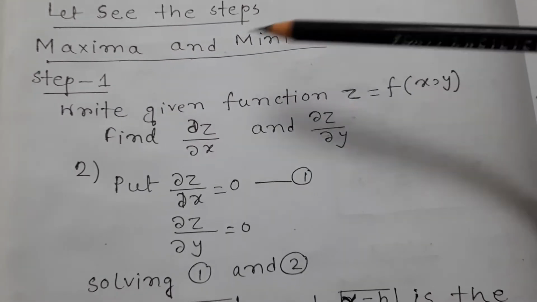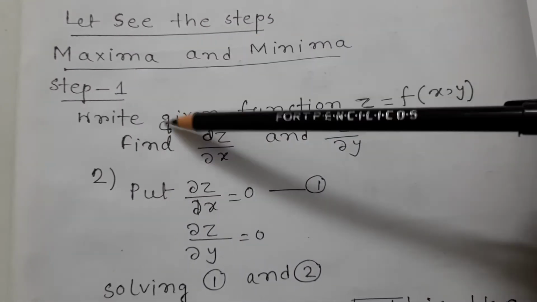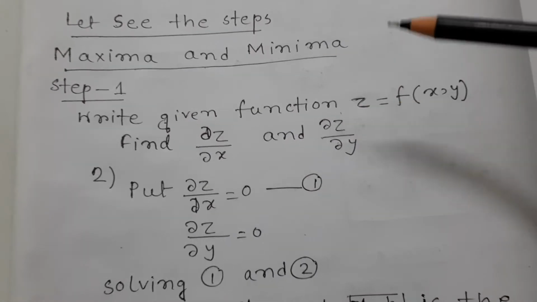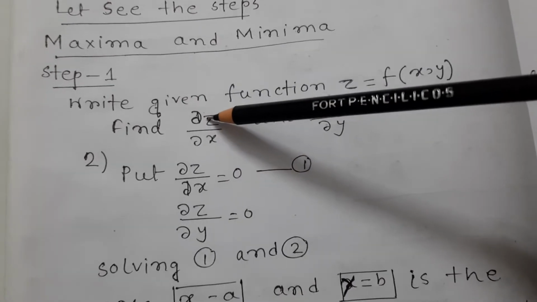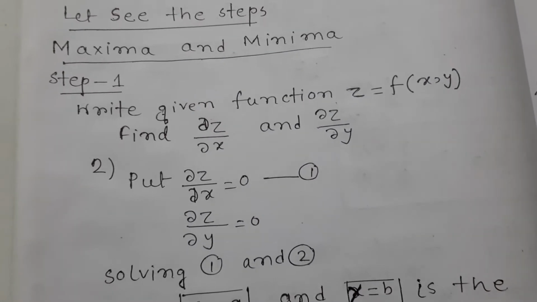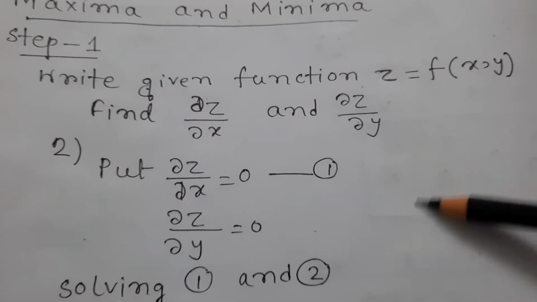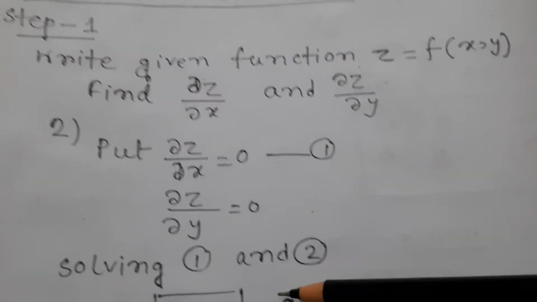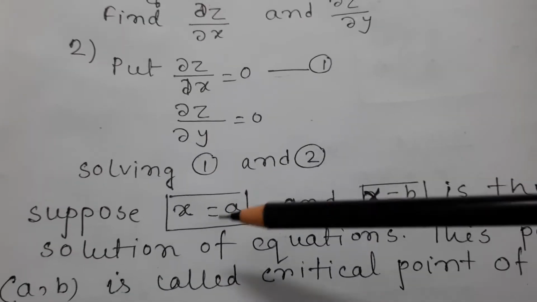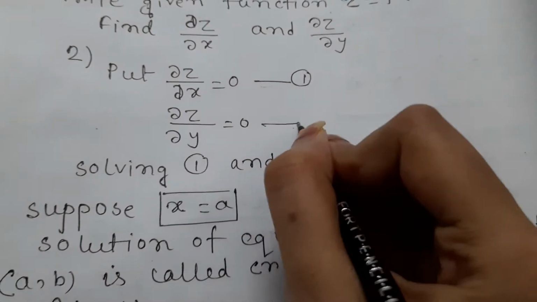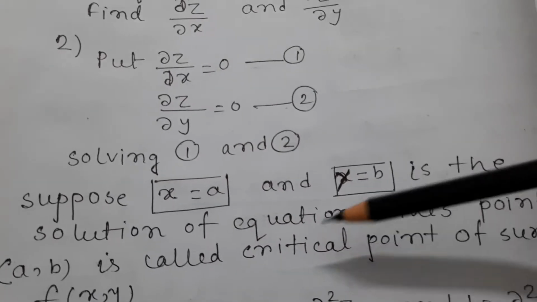So step number 1 is to write the given function z equals f of x, y. Just write the function and find del z by del x and del z by del y. Put these two equal to 0, and from these two equations find the values of x and y.